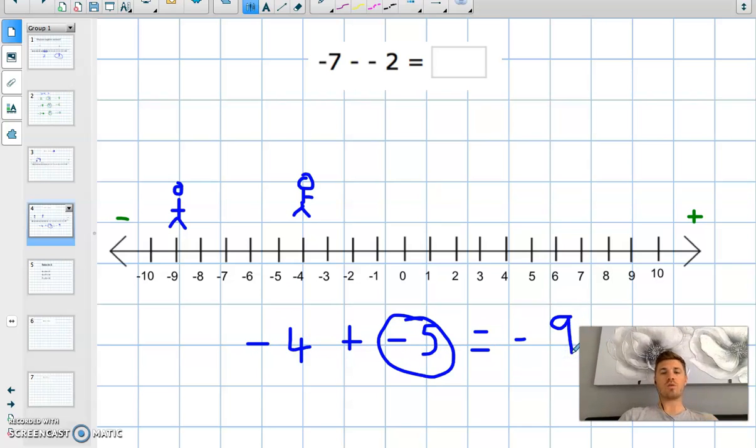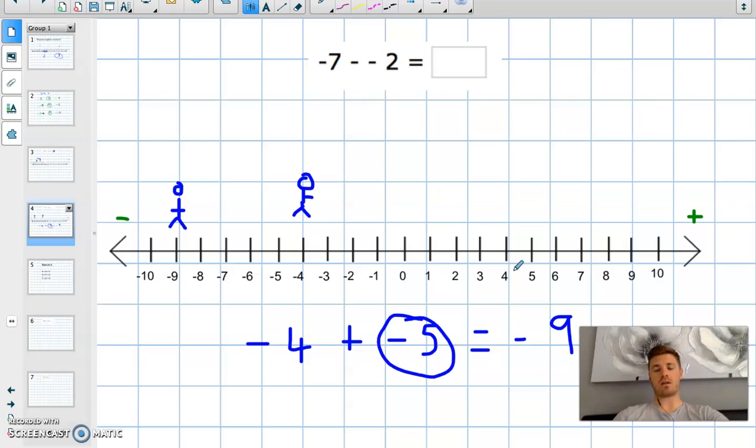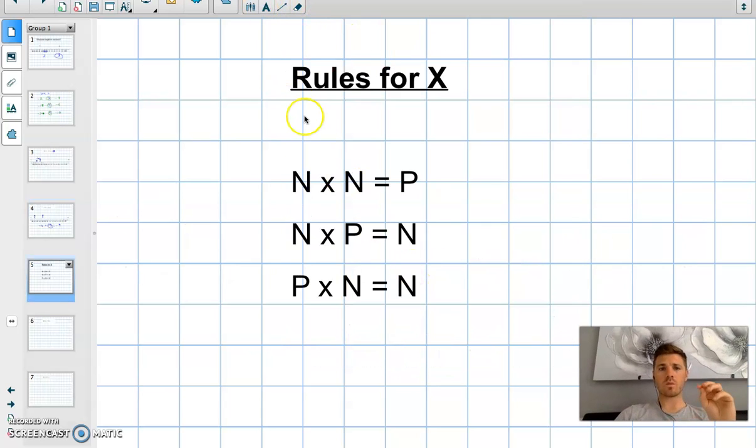Okay, if you still don't quite understand that, rewind the video, listen to what I say, and then give it a go, give it a practice before you then move on to multiplication and division of negative and positive numbers. Okay, but that's a really, really handy trick for you to use when you're adding and subtracting negative and positive numbers. Okay, so moving on, we're going to look at now multiplying and dividing negative and positive numbers, and here are the rules for multiplying.